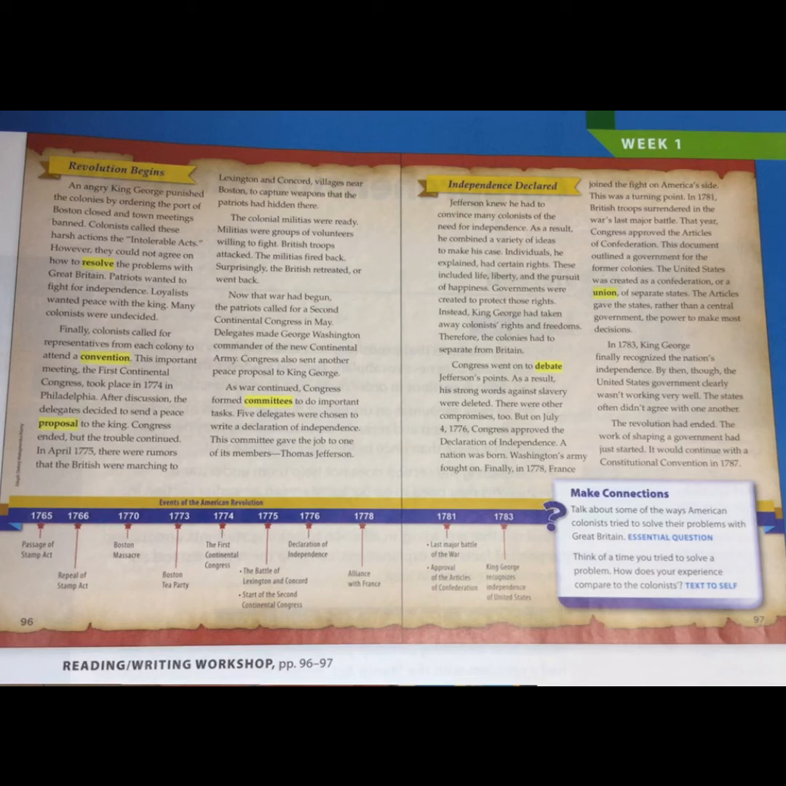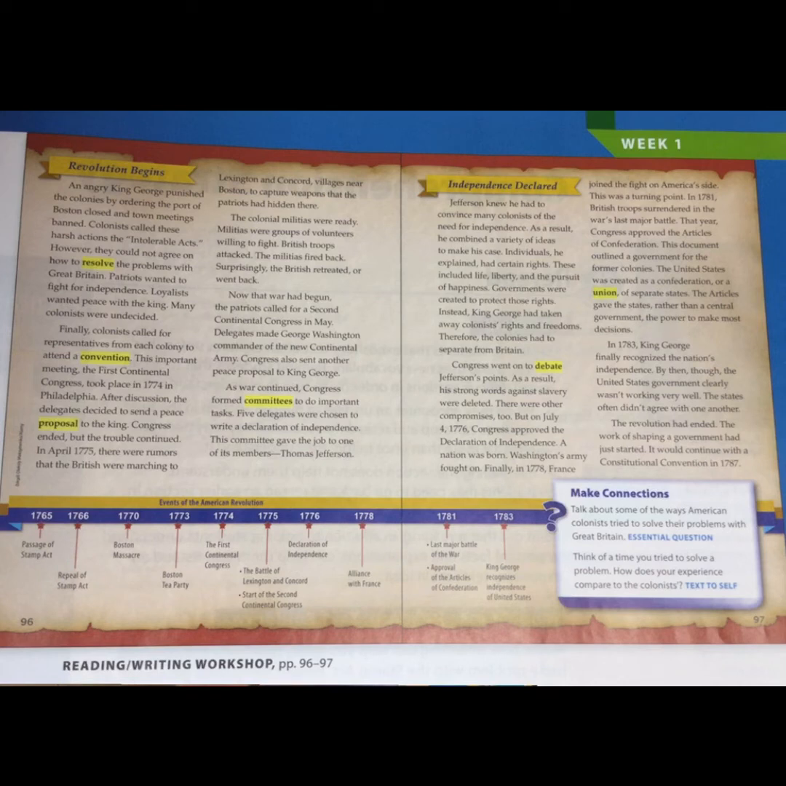Congress went on to debate Jefferson's points. As a result, his strong words against slavery were deleted. There were other compromises too, but on July 4th, 1776, Congress approved the Declaration of Independence. A nation was born. Washington's army fought on.